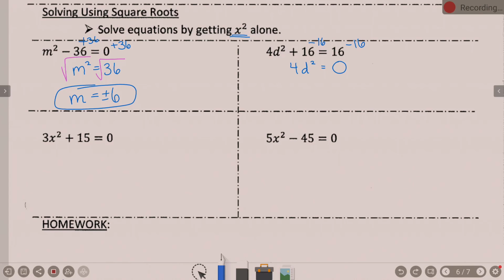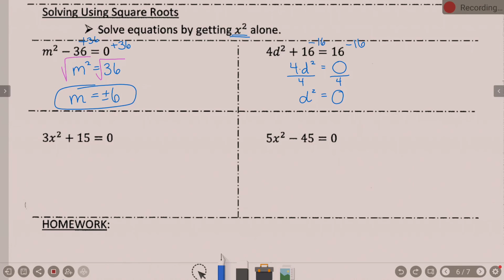But 16 minus 16 is 0. We can't put nothing on the right side. On the left side, since 4d squared is there, we can just drop the 16s off. On the right, we need some kind of number there. Okay, what's the next step to get d squared by itself? Divide by 4. So now the 4s cancel, and I have d squared equals 0 divided by 4, which is 0. Almost there.